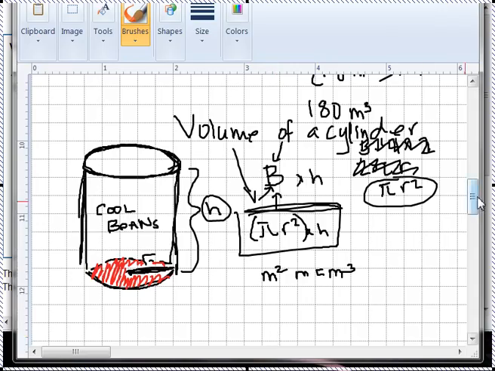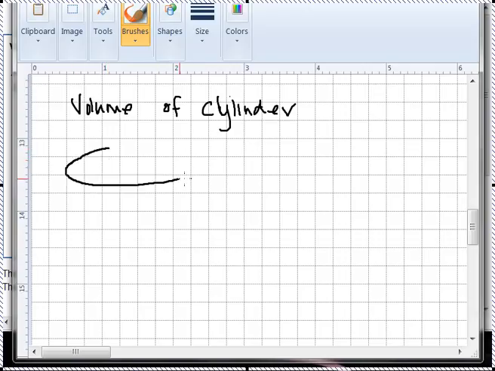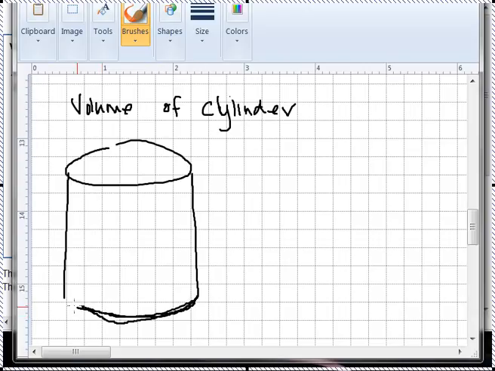Okay, so what we're looking for is the volume of the cylinder. Sound good? Now, the volume of the cylinder, there's my junky old cylinder. And I know that that thing is 16 feet across and 33 feet up and down.